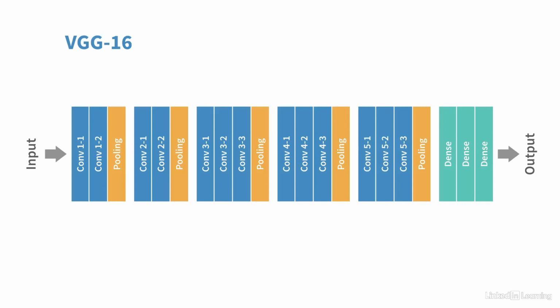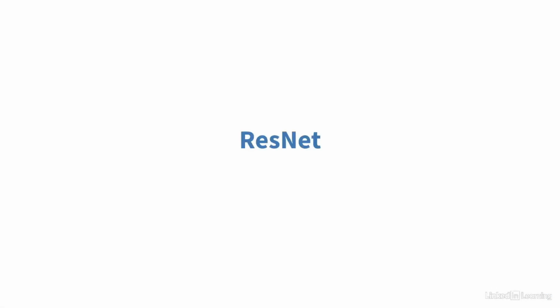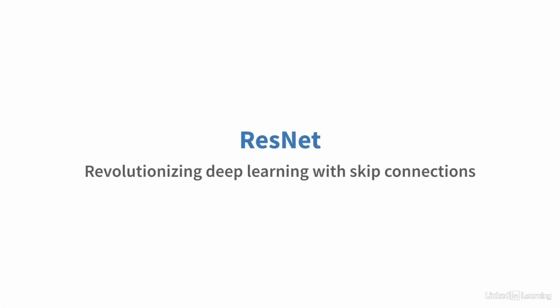ResNet, or residual network, is a groundbreaking convolutional neural network architecture that was introduced by Kaiming He and his team in their 2015 paper, Deep Residual Learning for Image Recognition. In this section, we're going to explore ResNet's key features and design principles, focusing on skip connections and bottleneck layers.